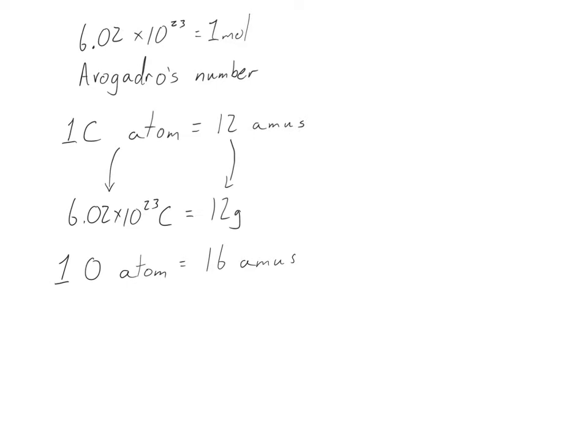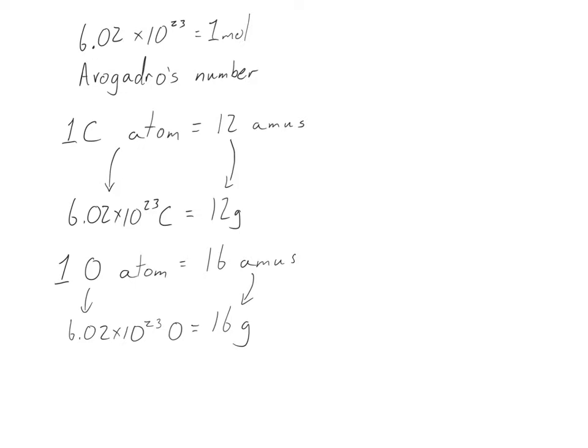So one oxygen atom weighs 16 AMUs, meaning if I had 6.02 times 10 to the 23rd oxygens, it would weigh 16 grams. So the same number once again is in play and in use. But since an oxygen atom is bigger, when I have the same count, I actually have more.